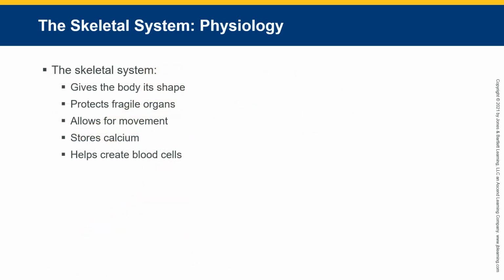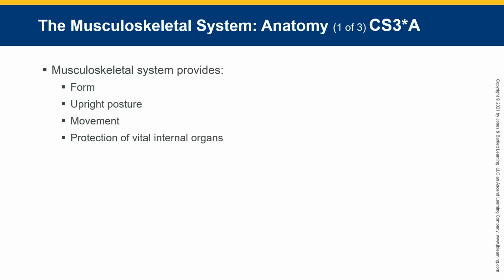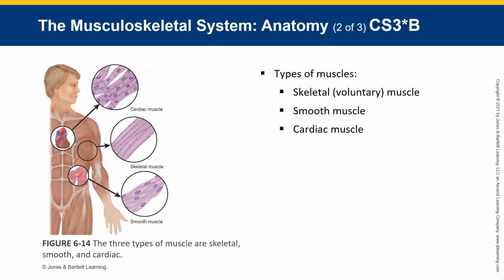Some physiology of the skeletal system, or how it works. It gives the body its shape, protects fragile organs, allows for movement, helps to store calcium, and helps to create blood cells. All of these things are functions of the skeletal system. The musculoskeletal system, the muscles and the skeleton together, provides your form, your posture, allows for movement, and protects the vital internal organs.